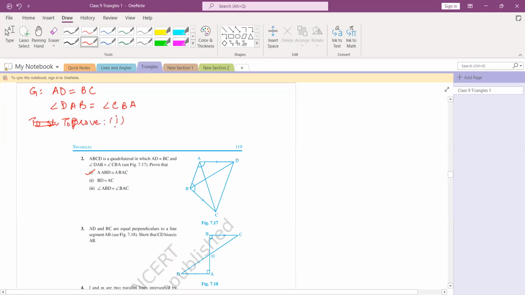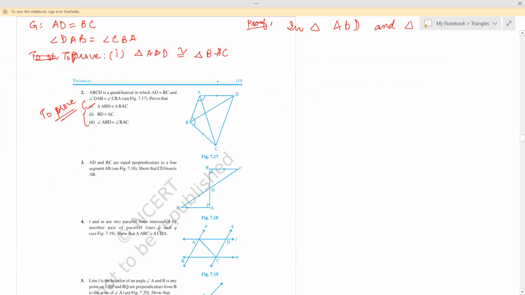So first thing, we will do the first one. Triangle ABD is congruent to triangle BAC. This we have to prove. Let's do the proof here. You can write in your copy, to prove. I'm not writing everything. So now look at these triangles. We will write in triangles ABD and BAC. Now we will see which criteria we can fit here.